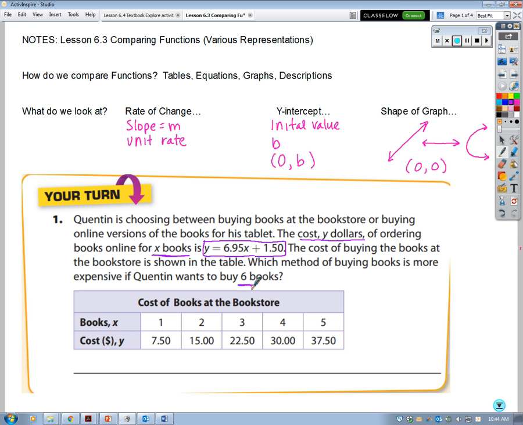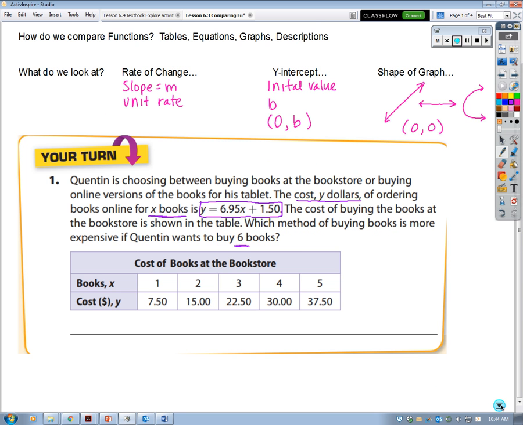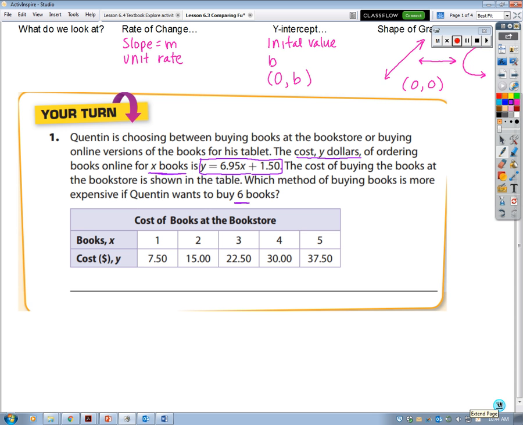bookstore. So what we want to do here is see if we can find an equation out of this, find our rate of change, find our initial value, to see if we can then plug in our input of 6 books to see what the cost is going to be comparatively. So let's go ahead. We know that for our ebooks, we've got an equation already. Your page is formatted a little bit differently, so you might be doing this off to the side. So for our ebooks, the equation is y equals 695x plus 150, right? And we want to know what the output is going to be when x is 6 books. So let's go ahead and figure that out.